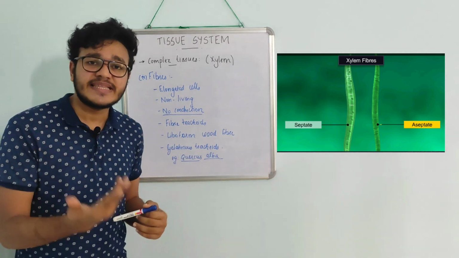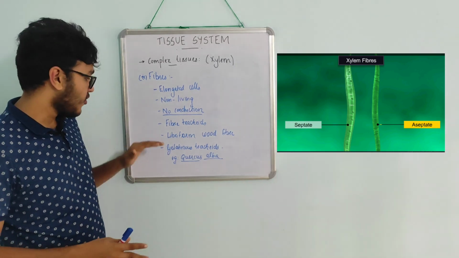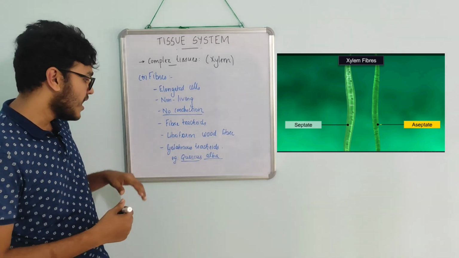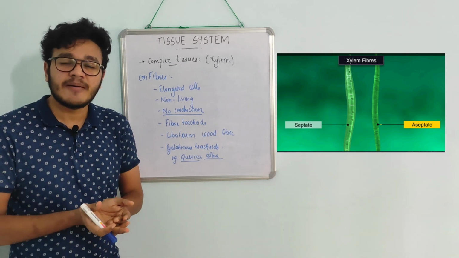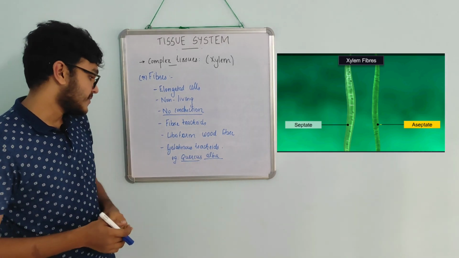That means it has thick walls. It is most commonly seen in most of the plants. The common fiber tracheid is libriform wood fiber, that is, it has thick lignified walls. Whereas in certain other plants, you can see a gelatinous layer around this fiber tracheid, that is known as gelatinous tracheids.